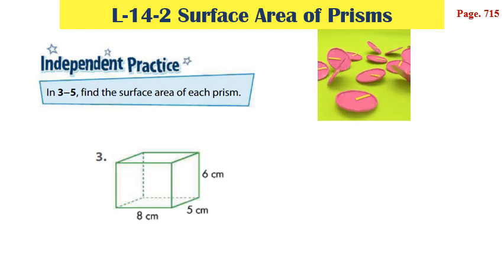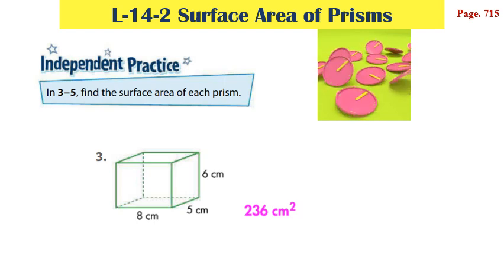Okay, dear students, independent practice now. Read the direction, in 3 to 5, find the surface area of each prism. I will give you 5 minutes to find the answers of all questions from independent practice. Are you ready? Good. Time's up. Stop writing. Now tell me your answers. First, number 3, very good. 236 square centimeters. Before giving me the answer for number 4 and 5, let's watch a video.